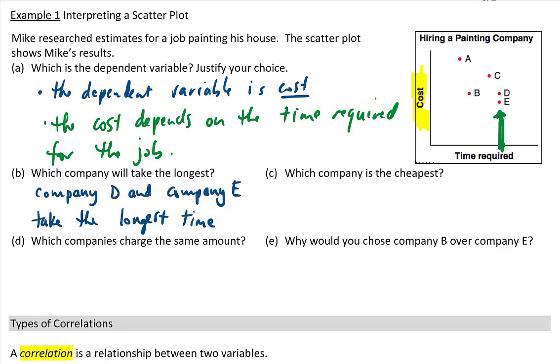Which company is the cheapest? If we look along the y-axis, we see that the lowest point is point E. So company E is the cheapest. Which companies charge the same amount? If we look here, both company B and company D charge the same amount.